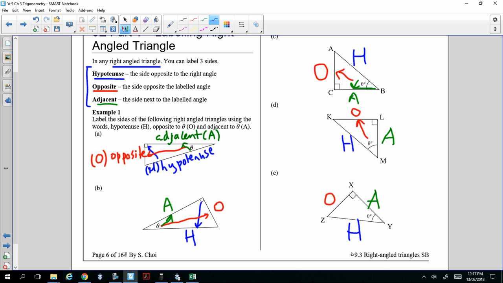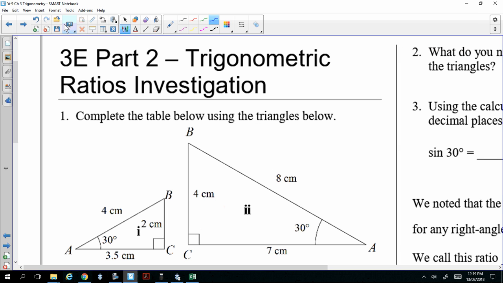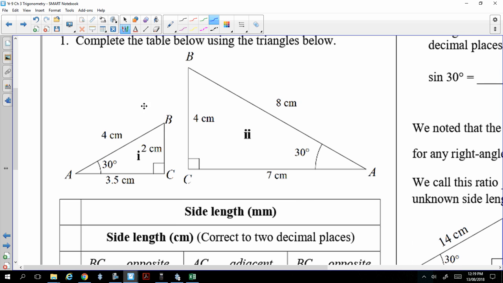All right, we'll now go to part 2 of trigonometric ratios. We're going to do some investigation. Okay, let's continue. Part 2, trigonometric ratio investigation. On here, you will see there are 2 triangles. One big one, one small one. What you notice about them is that they have the same angle. Both are 30 degrees. Both have a right angle.